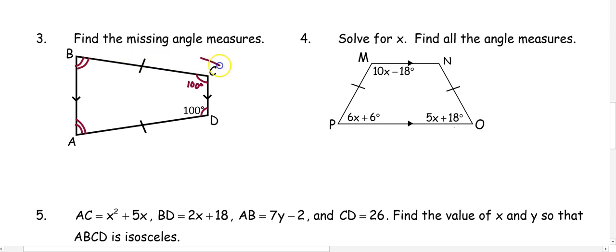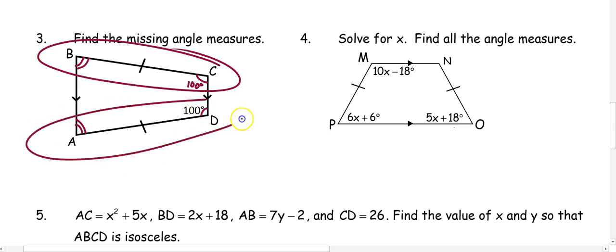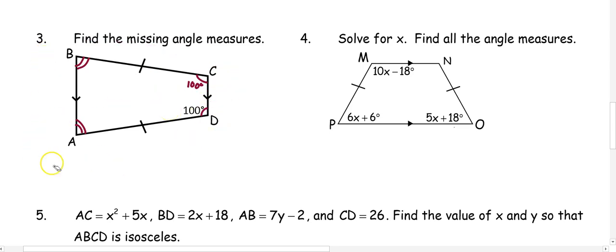Then to get B and C, remember that those are supplementary to each other, and A and D are supplementary to each other. So to get those missing angles, we're going to do 180 minus 100, and we get 80. So B and A have measurements of 80 degrees.